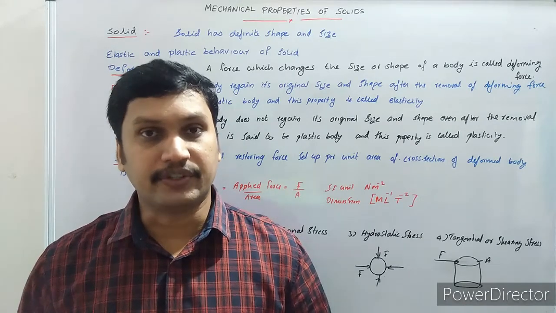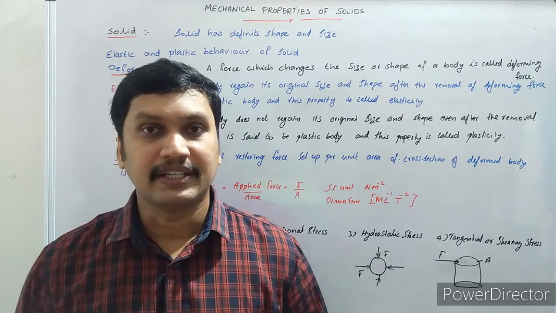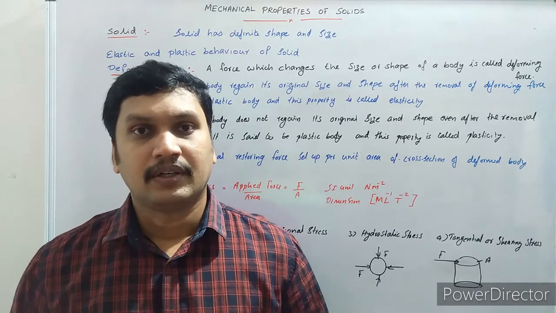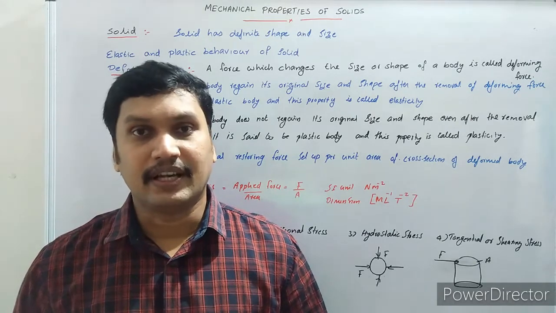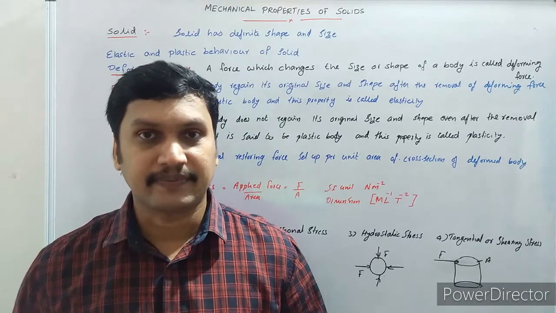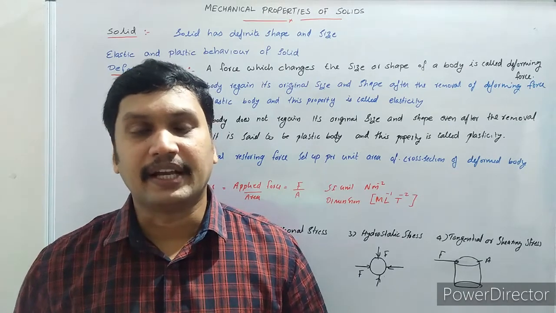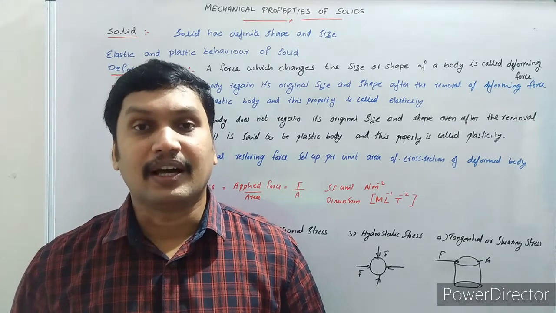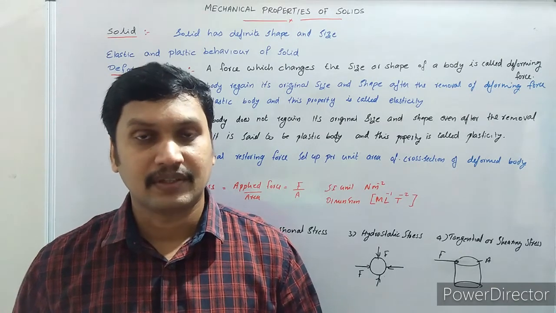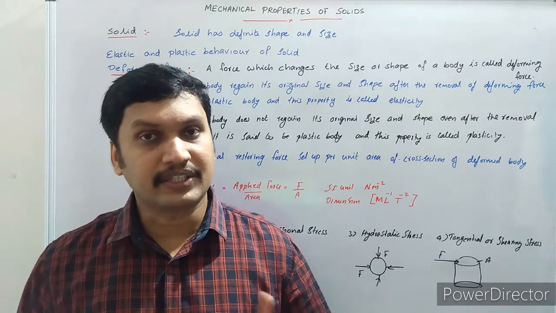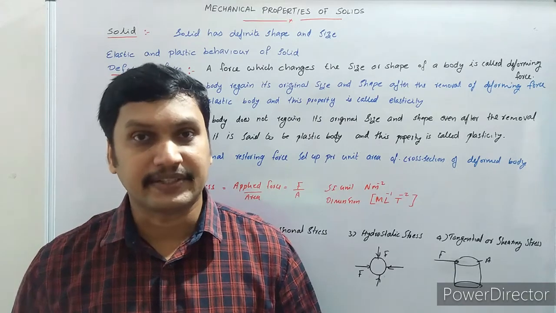Today we are starting a new chapter in physics, that is mechanical properties of solids. Chapter 9 from the NCERT textbook. You know that solid is one of the states of matter which has a proper shape and size. When you compare it to other states of matter like liquid and gas, liquid and gas have no particular shape. Gas has no particular size. So, compared to these states of matter, the solid has a definite shape and size.